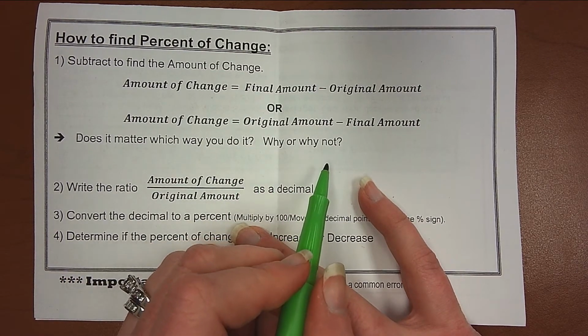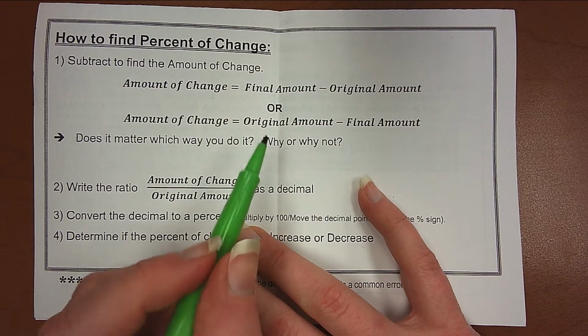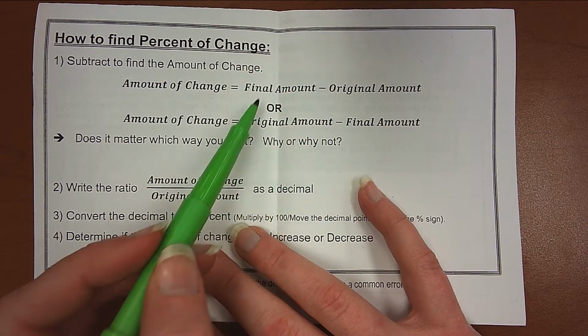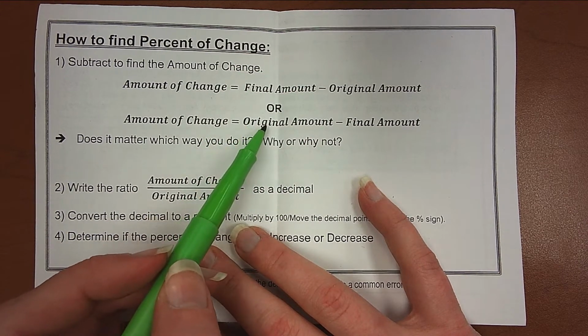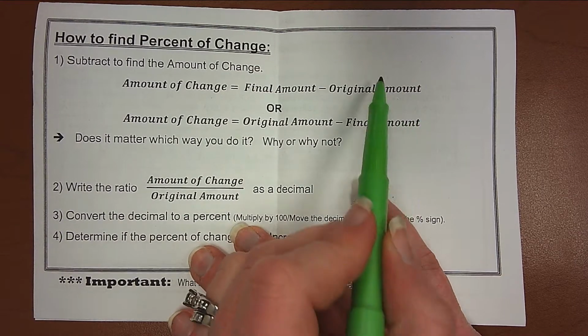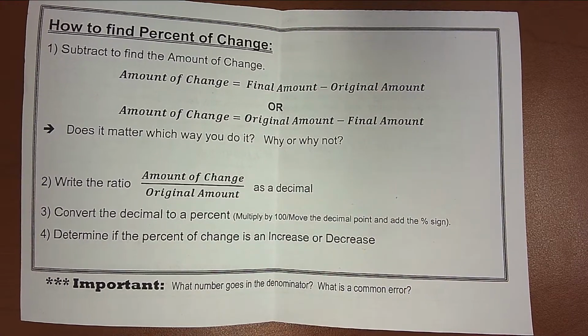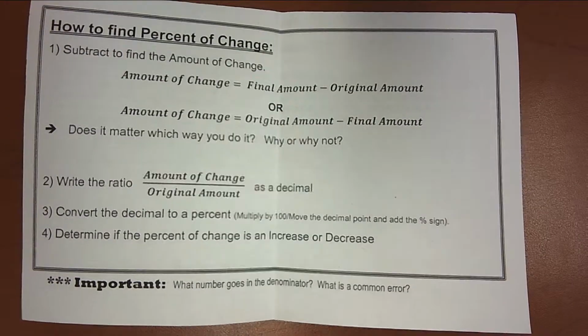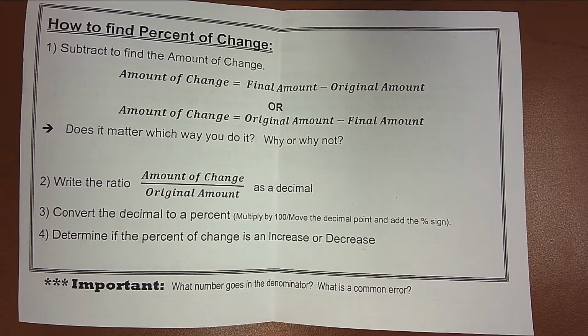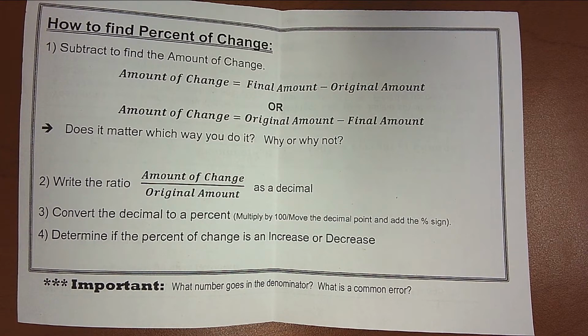When we subtract to find percent of change, we want the biggest number to go first so that we get a positive answer instead of a negative answer. And if it is a percent of change that decreases, we'll put decrease at the end of it. So we don't put a negative sign and the word decrease. We'll just put the word decrease to show that it decreased. So we'll put the big number first and the smaller number second.